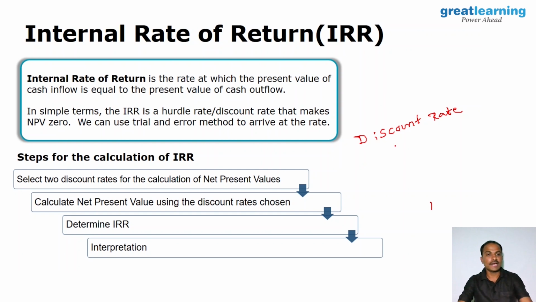Generally, in the internal rate of return method, we use the trial and error method. When it comes to the manual process, we use the trial and error method to calculate internal rate of return. These are the steps you can see on the screen: select two discount rates for calculation of NPV, calculate net present value using the discount rates chosen, determine IRR and interpret. I'll show you one example of how trial and error is done using two discount rates.